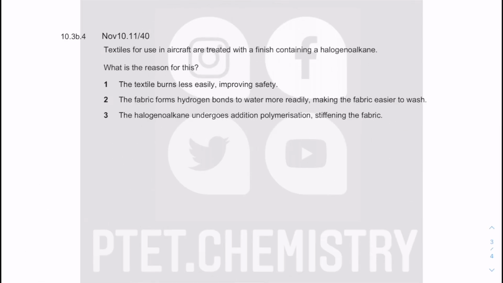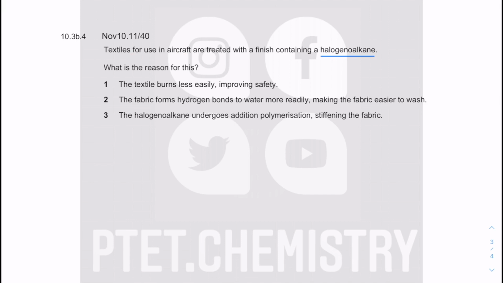In this next question, we have a couple of statements. We're looking at something that contains a halogenoalkane. A halogenoalkane has a halogen directly bonded to an alkane. And this is a textile for use in an aircraft. I haven't flown in an aeroplane for a long time, but if you have flown in one, you will have sat on one of those really nice, comfortable seats. They are made of these particular textiles.